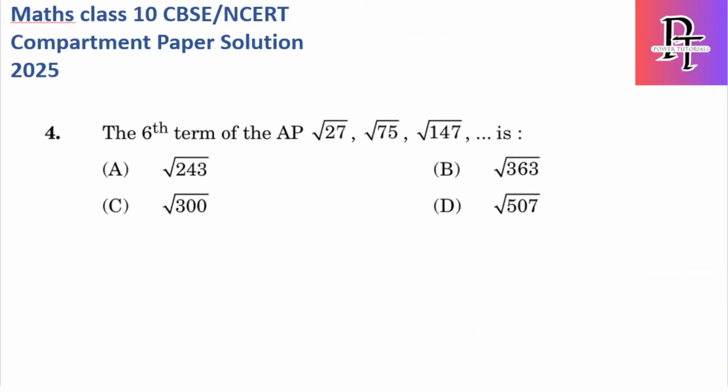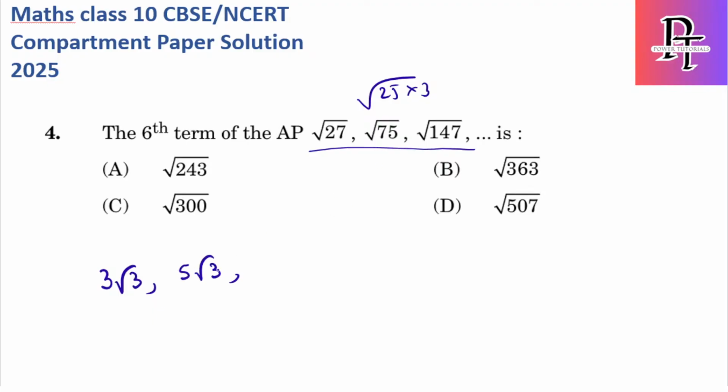The sixth term of the AP is... Okay, for this question, they have mentioned root values. So let's take the root value outside, then you will easily get the AP part. 27 can be written as 9 into 3, and the square root of 9 is 3. So write the first term as 3 root 3. What about the second term? 75 is nothing but 25 into 3. The square root of 25 is 5. So write the second term as 5 root 3.